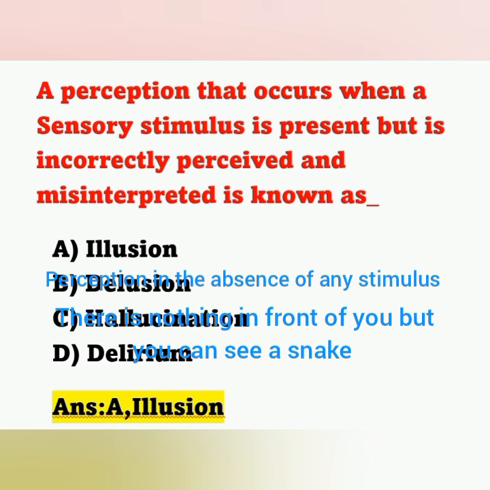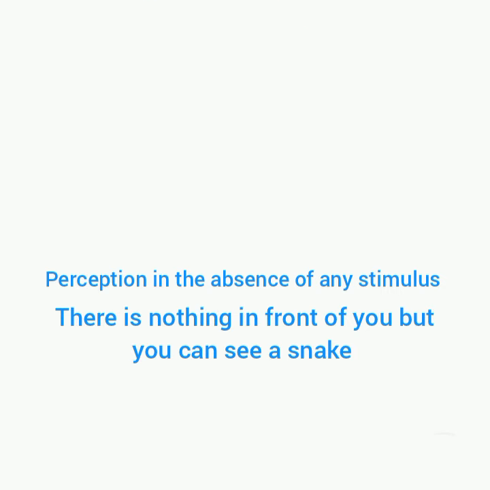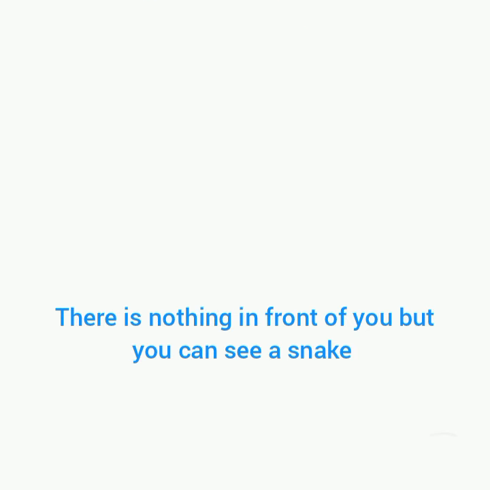Option C, hallucination. Hallucination means perception in the absence of any stimulus. Perceiving something by the person, but there is no stimulus in front of us. For example, there is nothing in front of you, but you can see a snake. Nothing is there in front of us, but we are perceiving a snake.